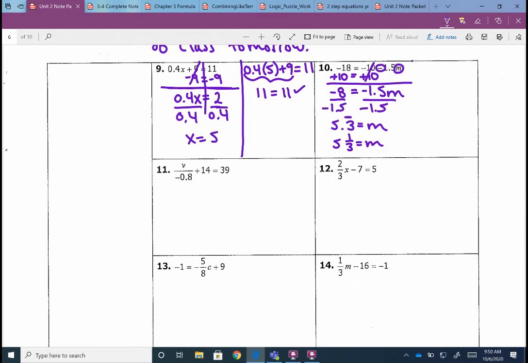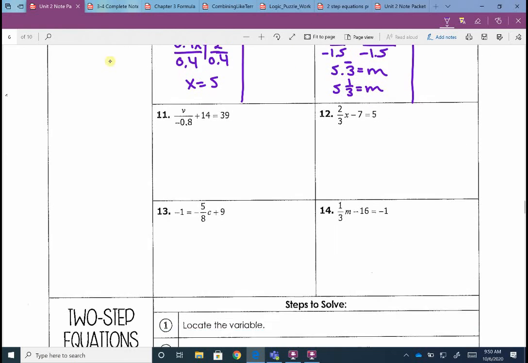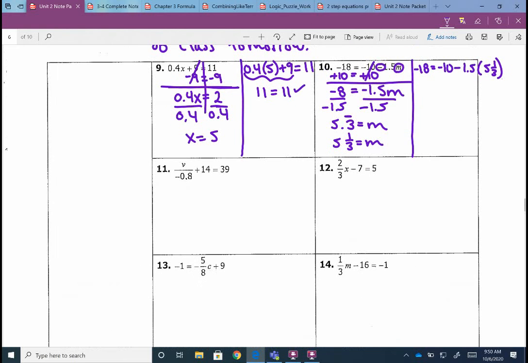When you go to check, you're going to need that 5 1/3 to check. So negative 10 minus 1.5 times 5 1/3. Or you could change that 5 1/3 to a mixed number. We talked about that yesterday if you need to. Oops, sorry. So I put it in the right-hand side of my calculator, and I get negative 18.